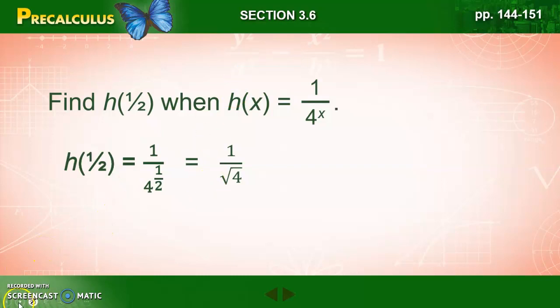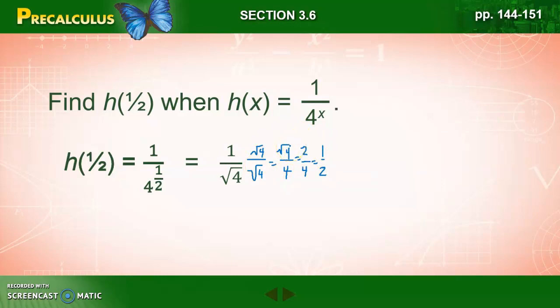And to rationalize our denominator, we are going to multiply both our top and our bottom here by the square root of 4, which gives us square root of 4 over square root of 4 times square root of 4, which is 4. Square root of 4 is 2 over 4, which simplifies to 1/2. Now, that's a whole lot of steps that I just took to show you how to rationalize the denominator.